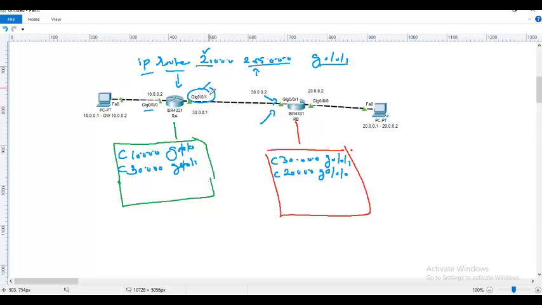But if you know the address of the next router, you give the address of that next router. When you give the address, you should not give your own address.